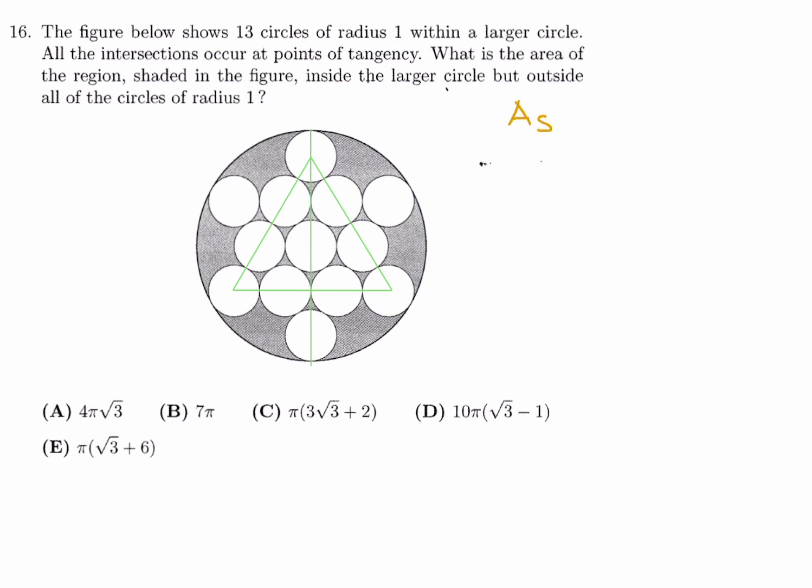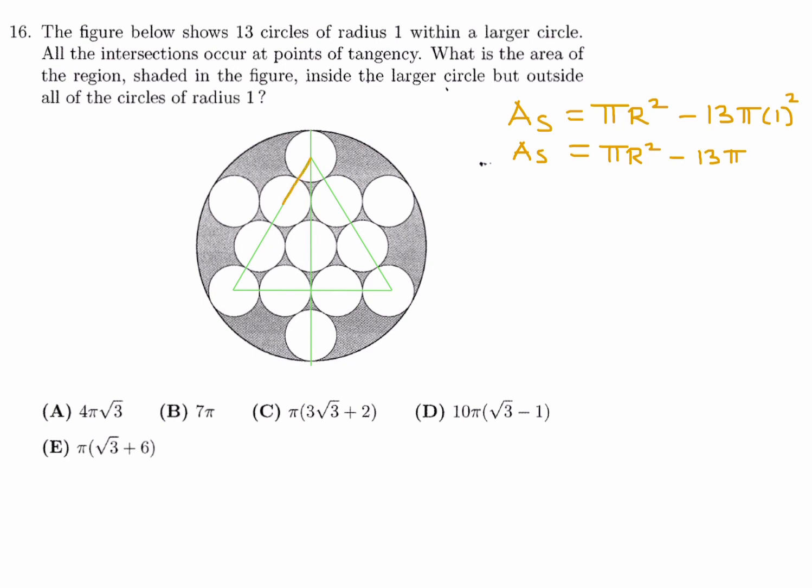Area of the shaded region is basically the full area, which is pi R squared, big R, minus 13 of those little ones, so pi small r squared. But small r is just 1, so I can just put that in there. So this is pi R squared minus just 13 pi. The only thing we don't know is the value of big R, which is the radius of the big circle. And that is what this diagram hopefully will help me with.